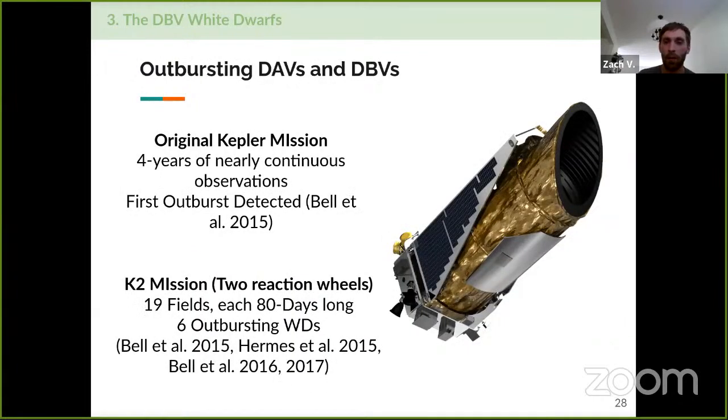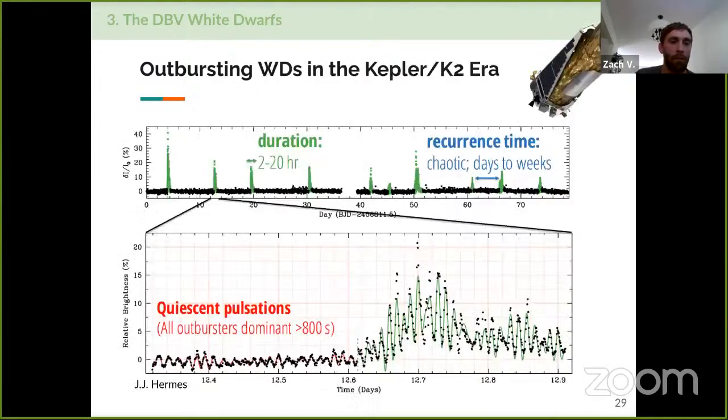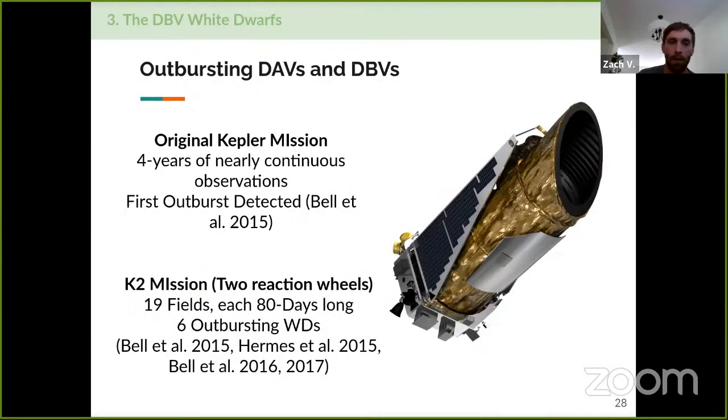Okay, so now I want to move on and talk a little bit about outbursting white dwarfs and how we've been able to search for these in ZTF as well. So outbursting white dwarfs have primarily been found by the Kepler mission and the K2 mission due to the fact that they can observe continuously for long periods of time.